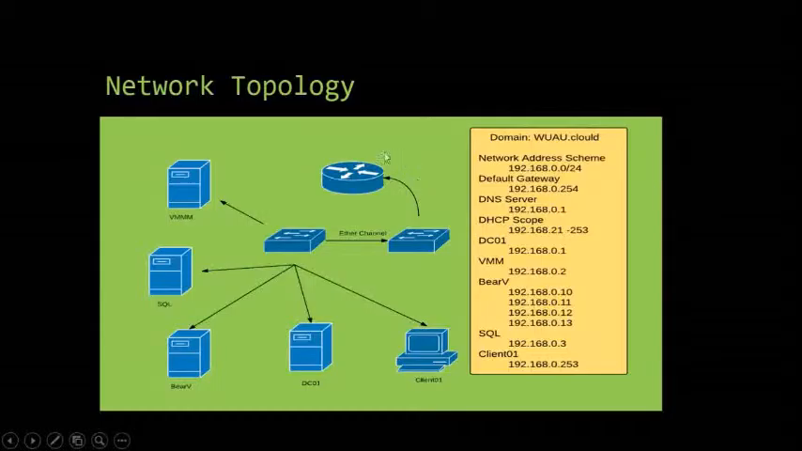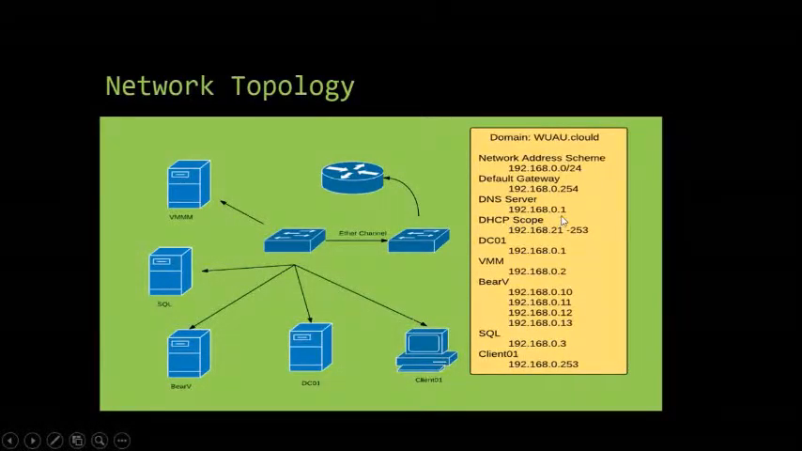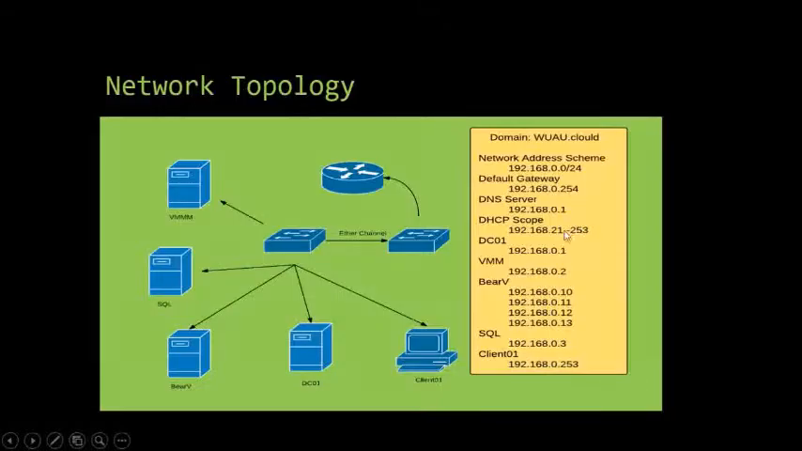And this is our network topology. We call it WUAU.cloud. It has a scheme address of 192.168.0.0/24, a default gateway of 192.168.0.54, a DNS server of 192.168.0.1, and a DHCP scope of up to 192.168.21.253, because we exclude the first 20.